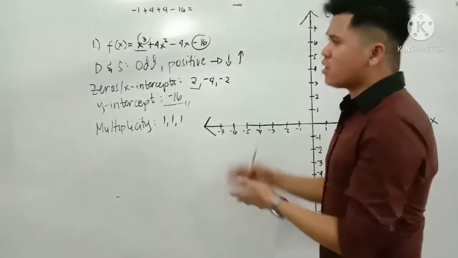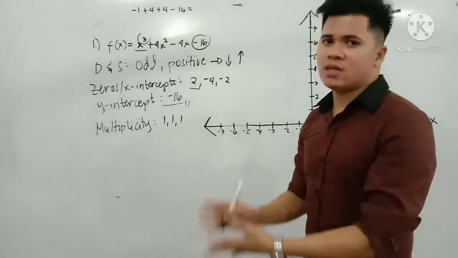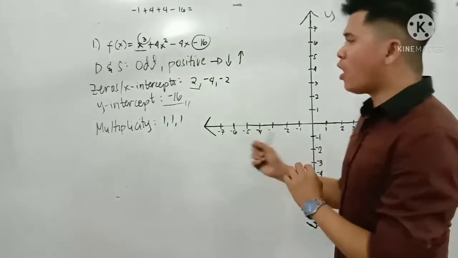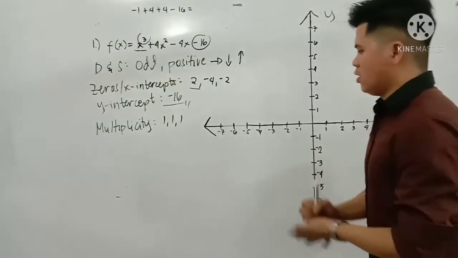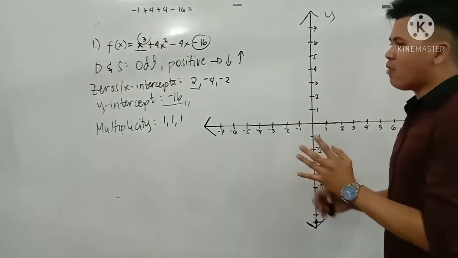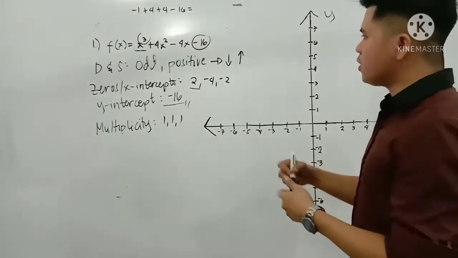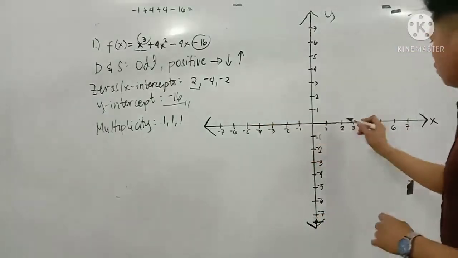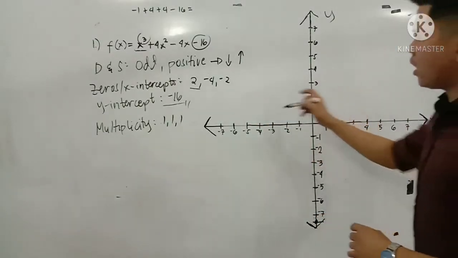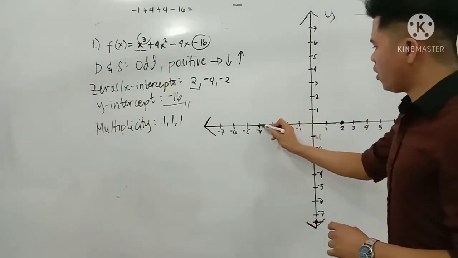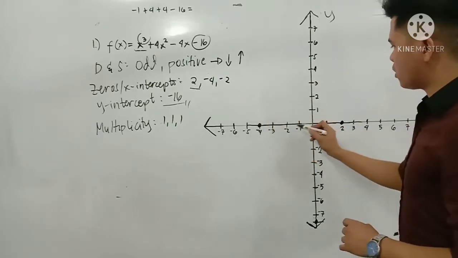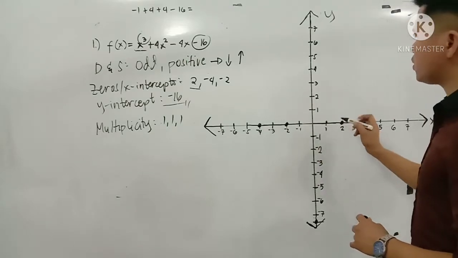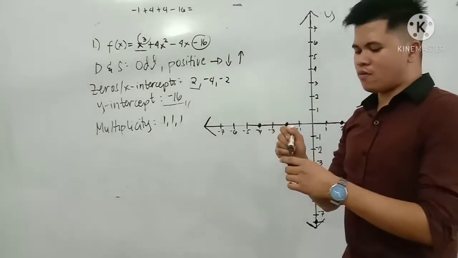Then after getting all this data, we have to find the other points which serve as the turning points of the graph. To do that, we use ordered pairs. So first, we plot the given zeros. We have positive 2, then we have negative 4, and we have negative 2. So these are the zeros, or the x-intercepts, of this given polynomial function.